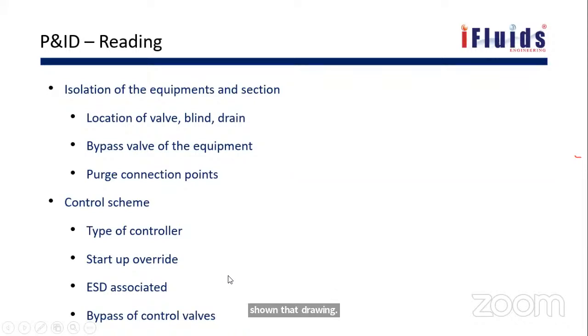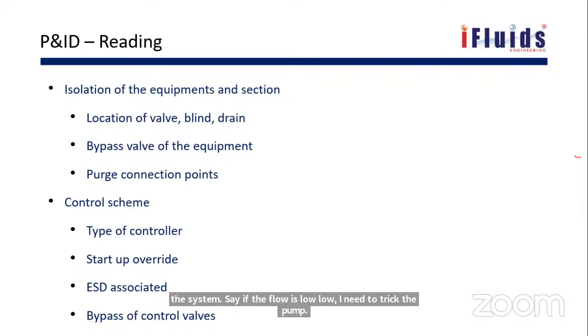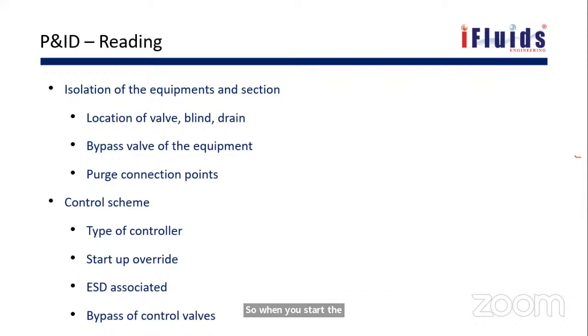Startup override, in the sense there will be some system which will trip the system. Say if the flow is low, I need to trip the pump. When you start the pump, initially the flow will be low, obviously, right? So at that time it will trip the pump. To avoid tripping the pump during the initial startup stage, they will override that particular trip. Those things we need to mention in the PNID so that the other disciplines capture them in their respective deliverables.